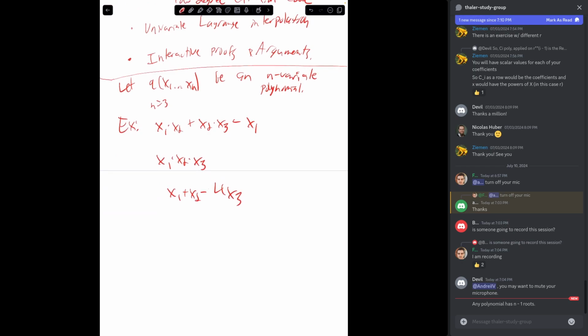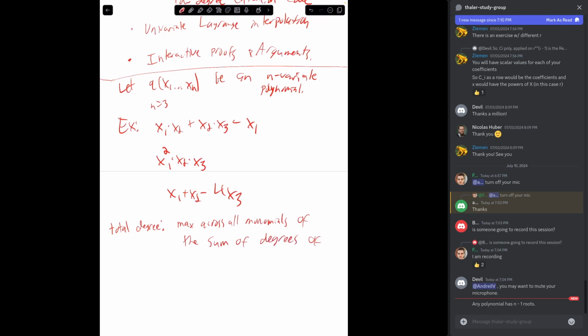Normally when I talk about the degree of an n-variate polynomial, I mean more specifically what people will often call total degree. And so total degree, let me give one more example. Let's make this an x1 squared here, actually. Okay, so total degree is the maximum across all monomials in the polynomial of the sum of the degrees of each individual variable in that monomial.